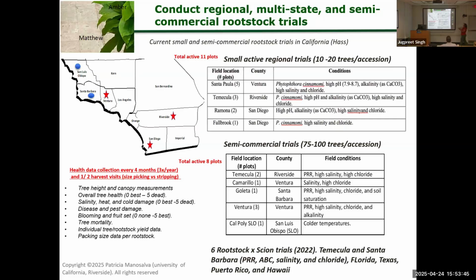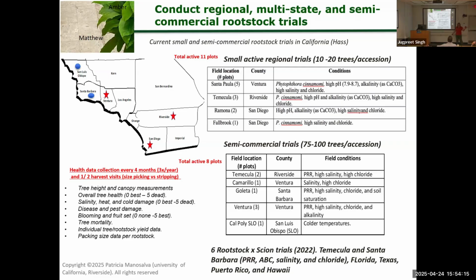But just to finish up, this is just what I was mentioning. All this research picks up our best candidates for the rootstocks, but we cannot release if we don't have field data. So currently we have 19 plots. You can see all over California, all the way from Santa Paula, Santa Barbara, and San Luis Obispo. We have it under different conditions.